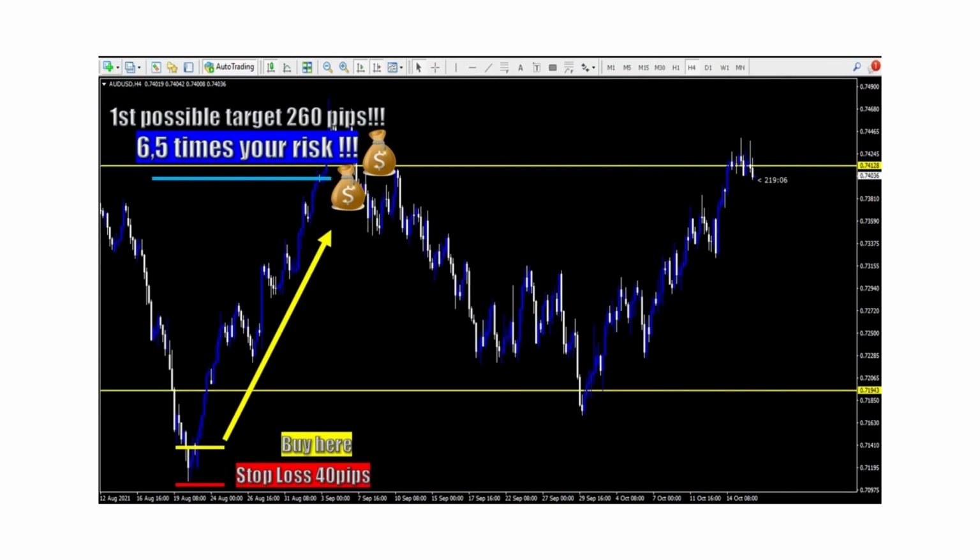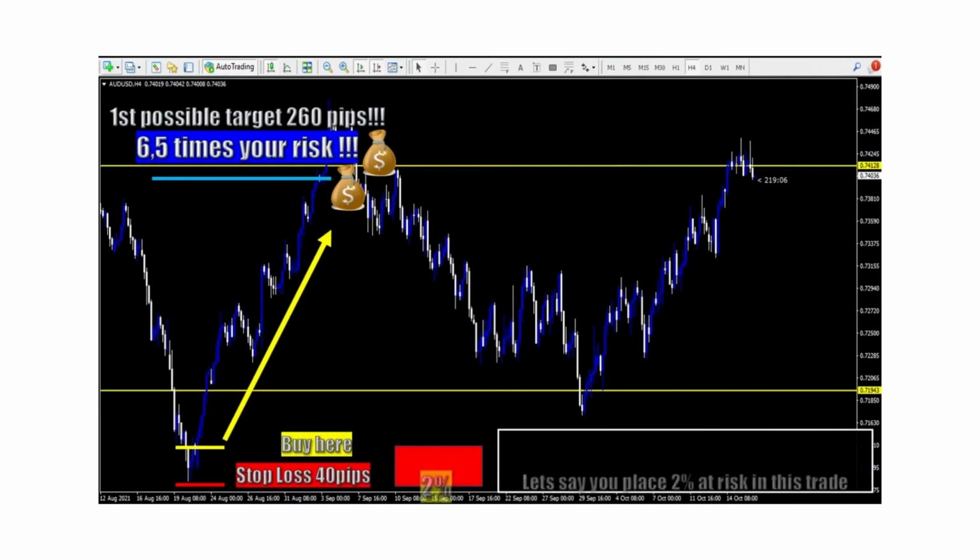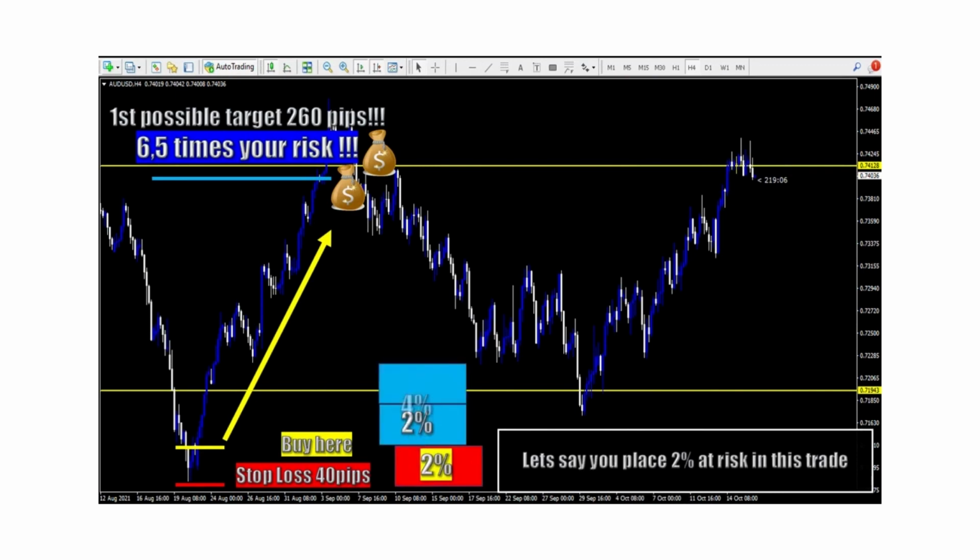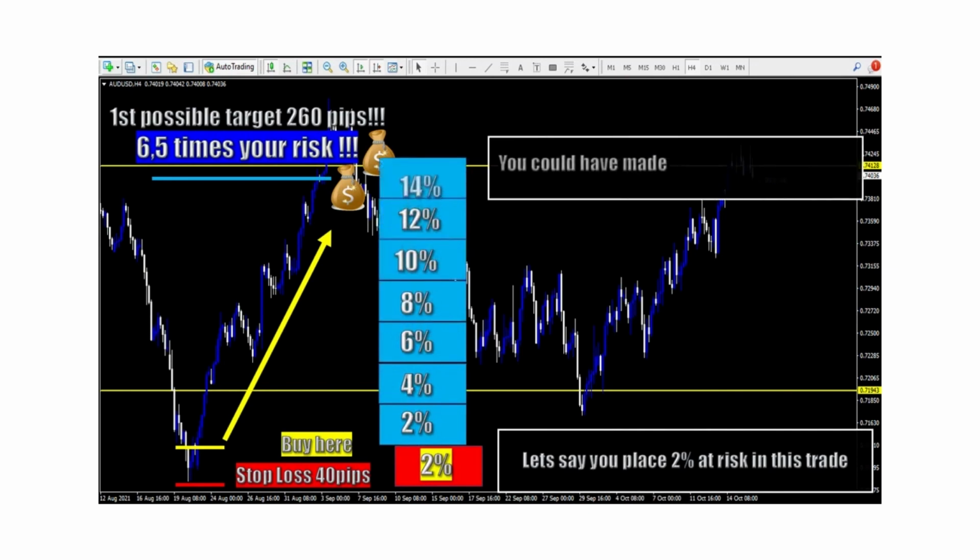Let's look concretely how much money you could have made on this move. Let's say you place 2% at risk in this trade. Every time the price makes the same amount of pips in your direction, you make 2%. And when you arrive finally to the monthly level, you could have made 14% of your account profit just with 1 trade.